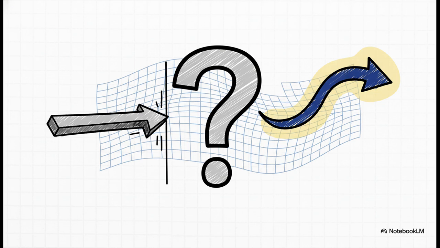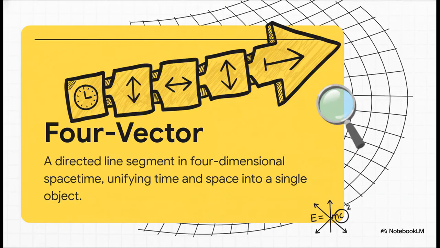They needed a new kind of arrow, a better arrow, one that didn't just point through the three dimensions of space, but through space-time itself. The goal was to find a tool that would give the same answer for everyone, no matter how fast they were going. And this is that new tool. Enter the four-vector. And it's pretty much what it sounds like.